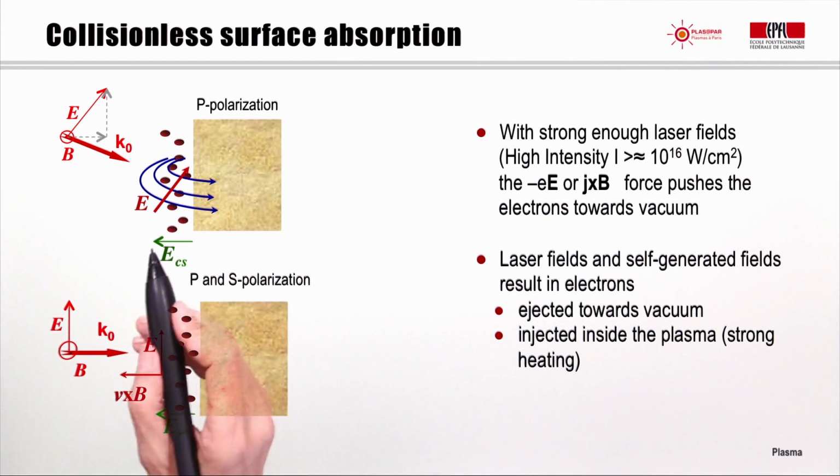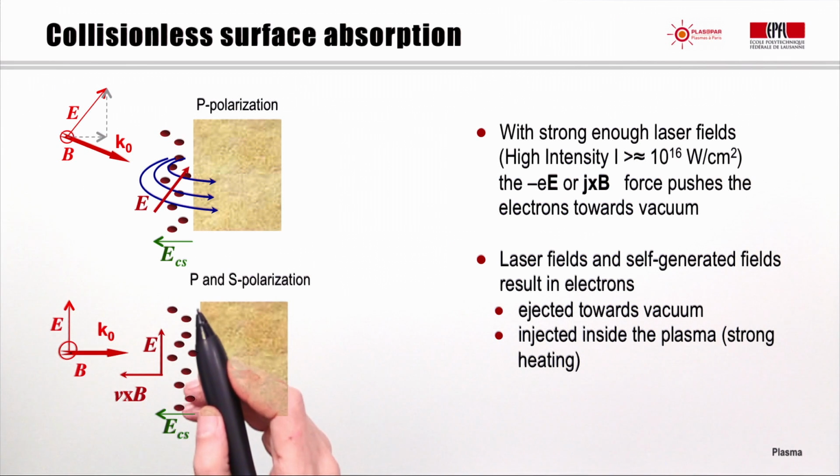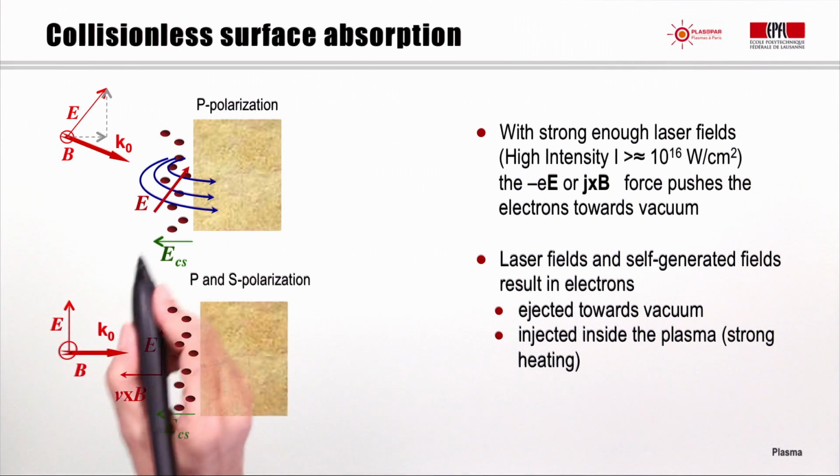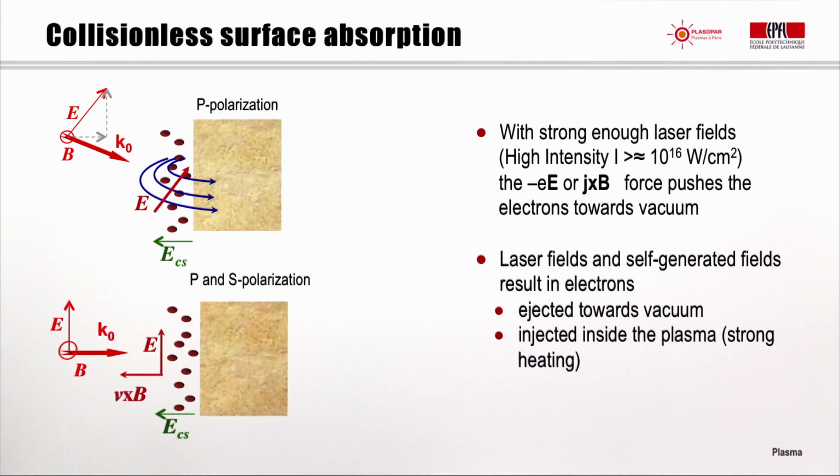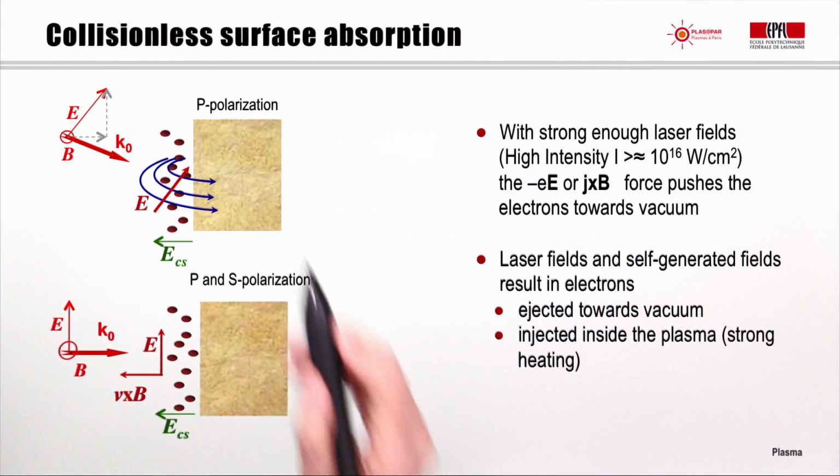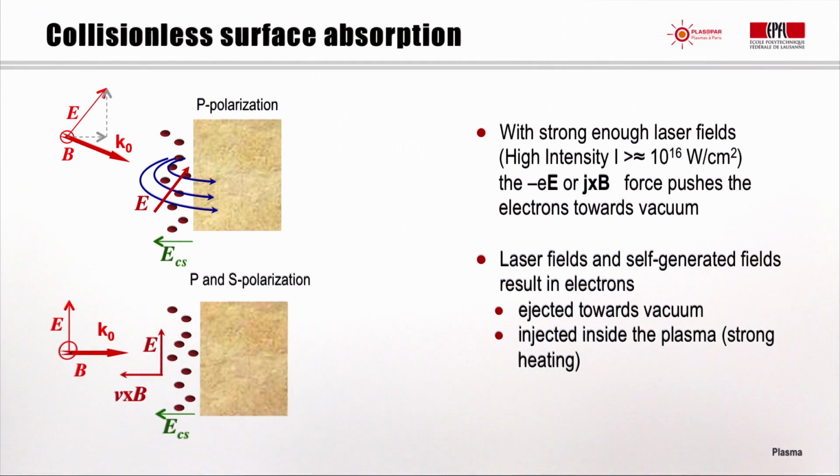When they are pushed outside, they leave ions behind because the ions are much heavier, and this results in a charge space field, that I'm drawing here, that will give a further push to the electron. Once the electrons are back in the plasma, since the plasma inside is roughly neutral, they will keep their motion and hit the whole plasma.